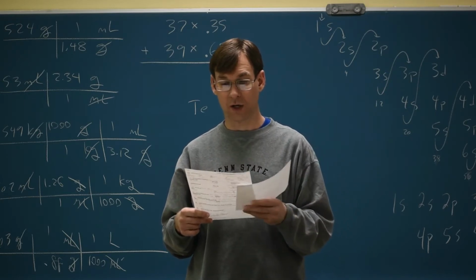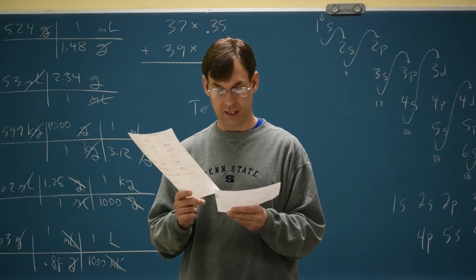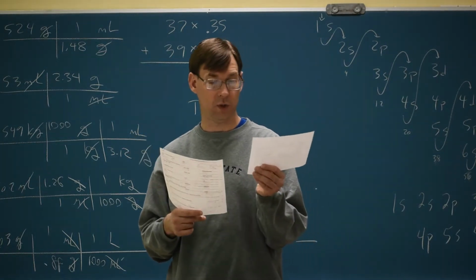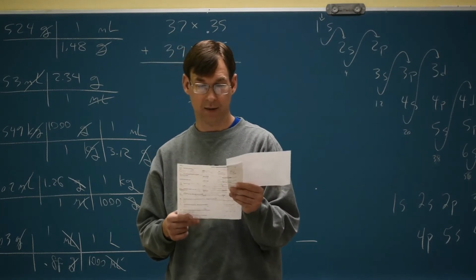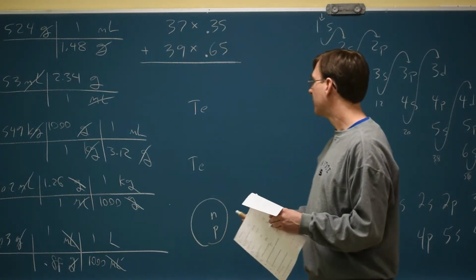Electron dots, we're doing kind of like what we did on 53. Find the Roman numeral. Te is in column 16, which has a Roman numeral 6. That means it has 6 electrons. That means I need to make 6 dots.